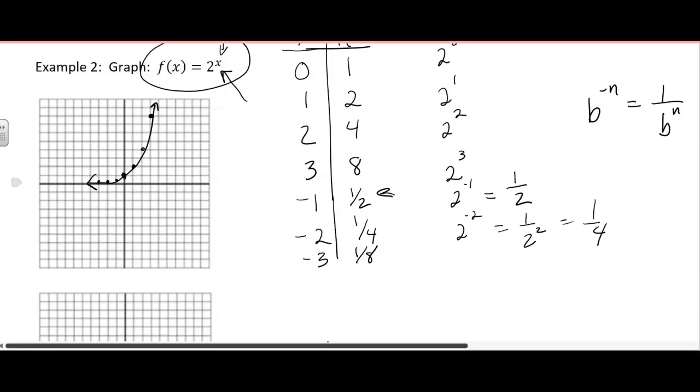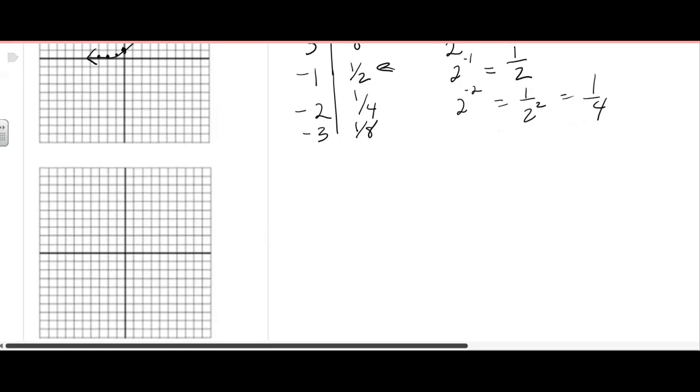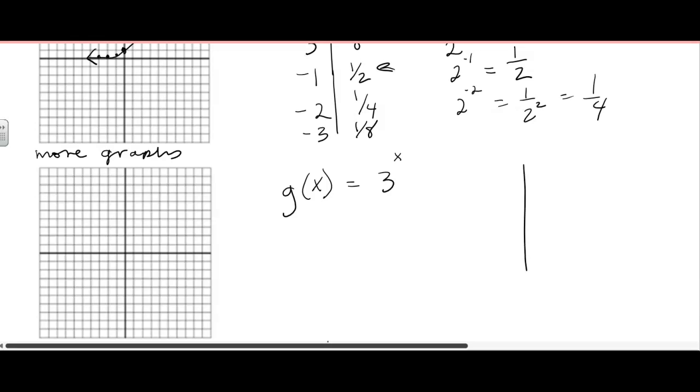Now I wanted to talk about, I provided another grid here, more about the graphs. I think you have another thing on your note page that says more about graphs. What if you had g of x equals 3 to the x power? What happens to the table of values? So now my base has changed. It's still a real number, still greater than 0, and it's not 1, so it can be 3.